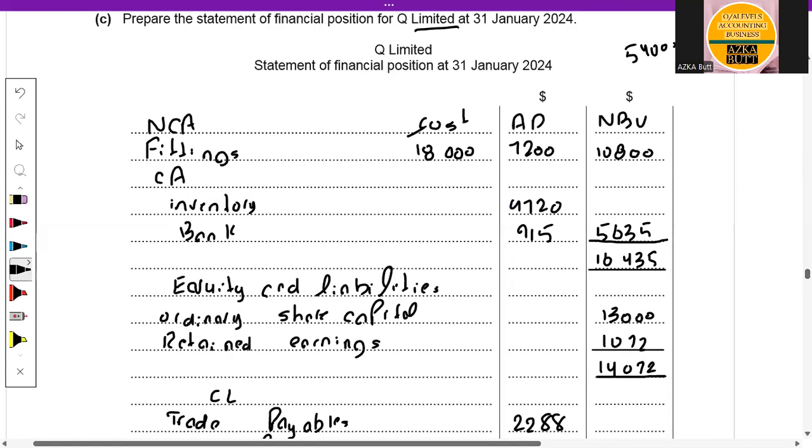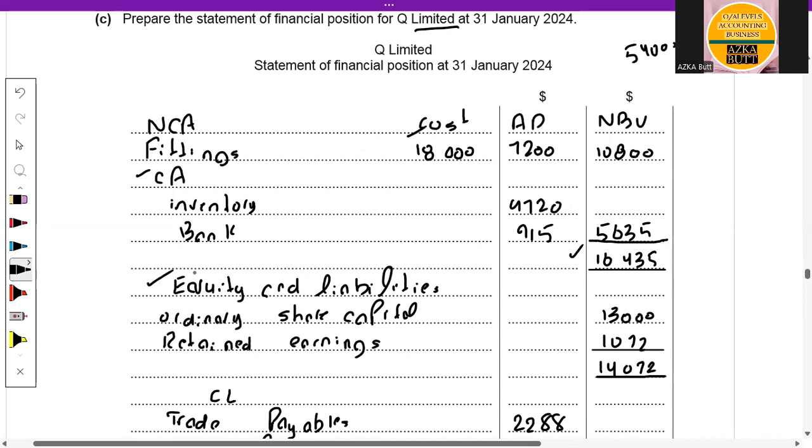Okay, so we recorded the non-current assets, and now we have to write the current assets. In current assets, we have inventory and bank. Inventory is 4720. This is the closing inventory because the closing inventory would be part of current assets. And we have bank, which is 915. So this is 16435, which is the non-current assets plus current assets, total assets.